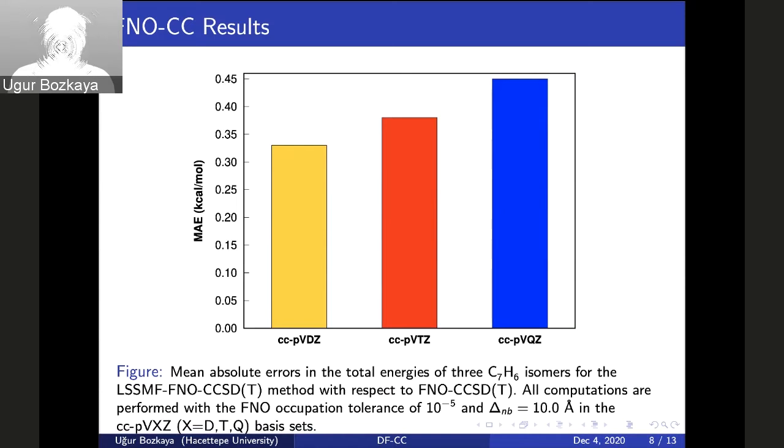Then we further investigate the effect of basis sets. We employed a larger basis set, but in this case, we cannot proceed with the canonical CCSD(T), even with the DF version. Therefore, we have used the FNO-CCSD(T). And as we increase the basis sets, we observe a slight increase in the mean absolute errors, but still all errors appear to be tolerable for the alkane set.